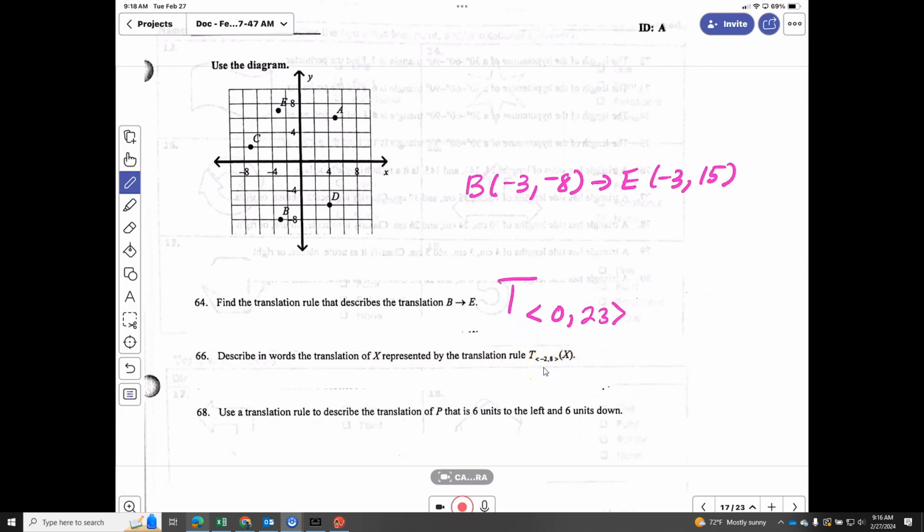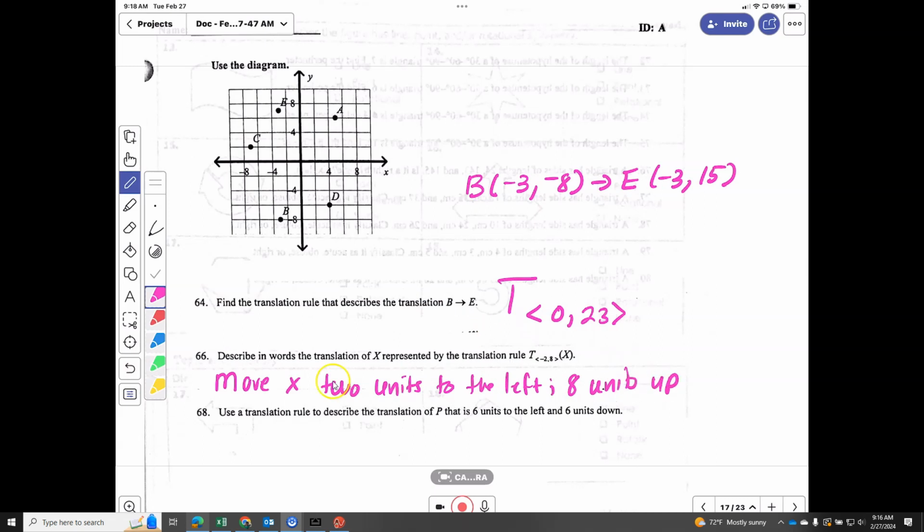Okay, so what you're gonna do, you're gonna move x 2 units to the left, and 8 units up. So that's the description in words. You move x 2 units to the left, and up 8 units.